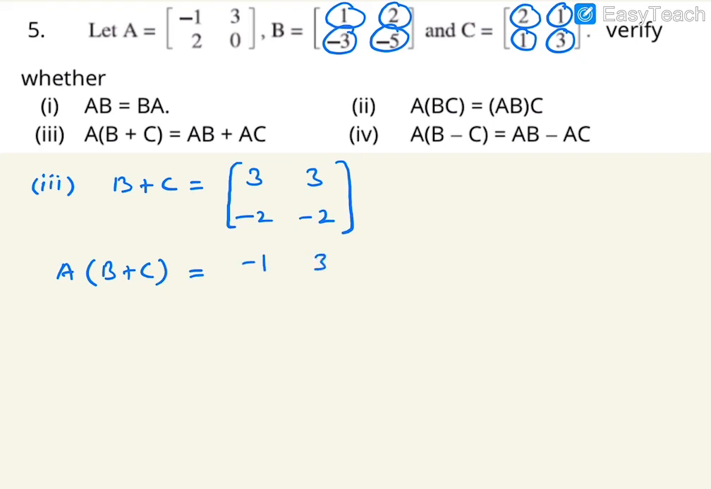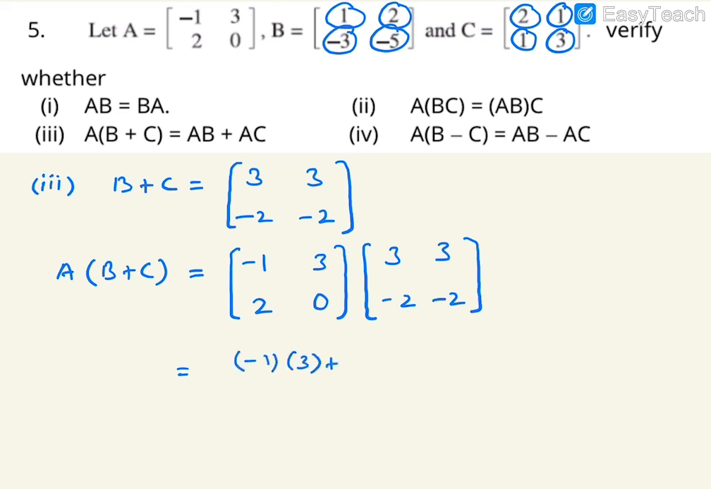Minus 1, 3, 2 and 0. Better you write A and then B plus C. You have to write like this, first element first and then second element. Now you need to multiply minus 1 with 3 plus 3 into minus 2.